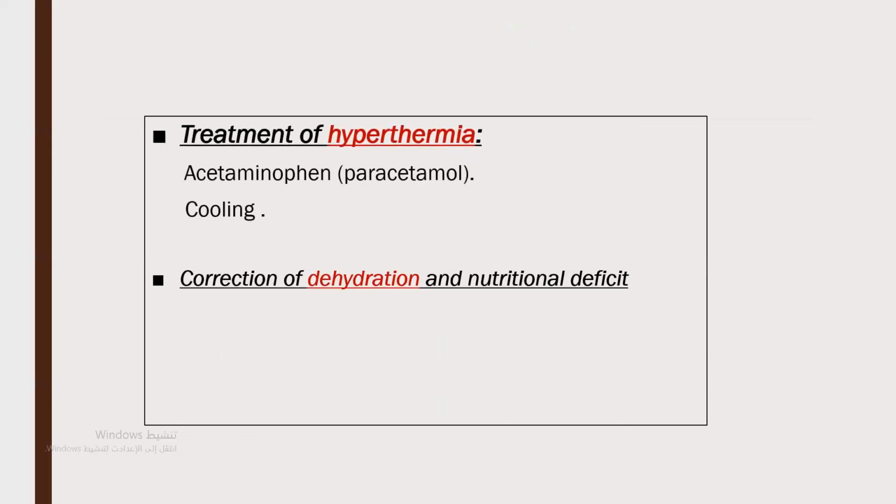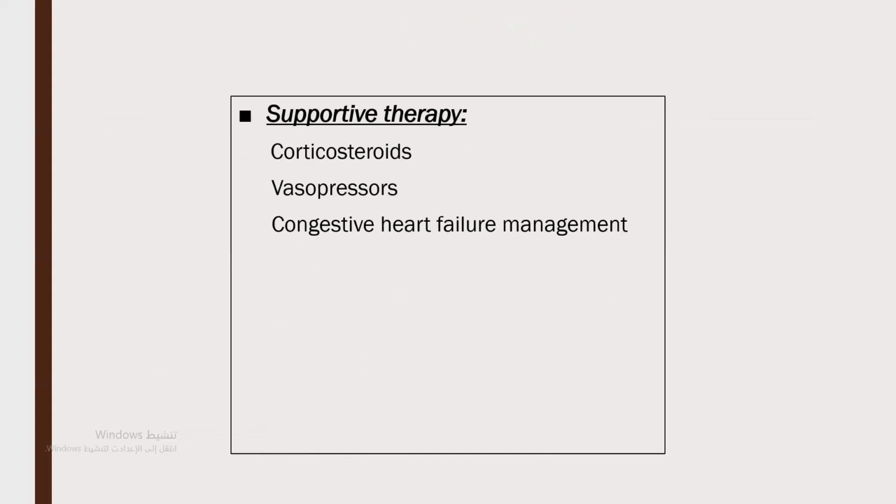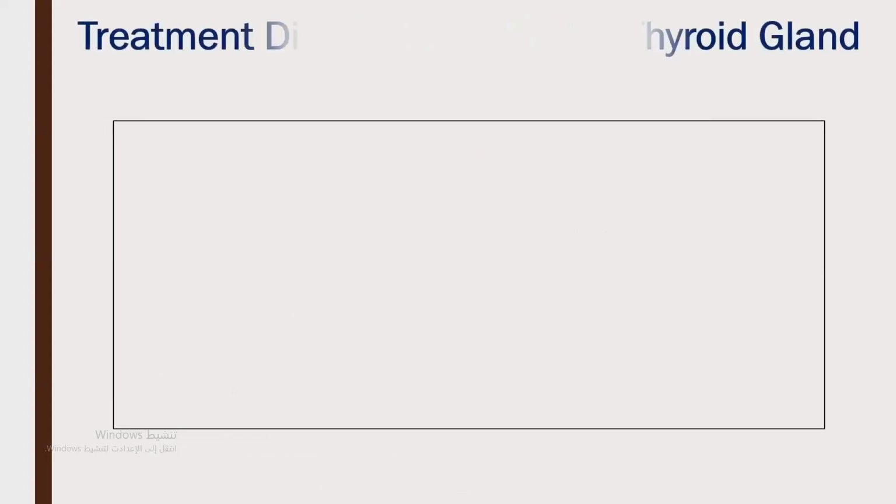Treatment of hyperthermia with paracetamol or cooling, correction of dehydration and nutritional deficit, fluid and electrolytes, give glucose and vitamins also as supportive measures. You may need corticosteroid, vasopressor, and congestive heart failure management. Antibiotic if there is an underlying infection, and oxygen therapy if needed also.